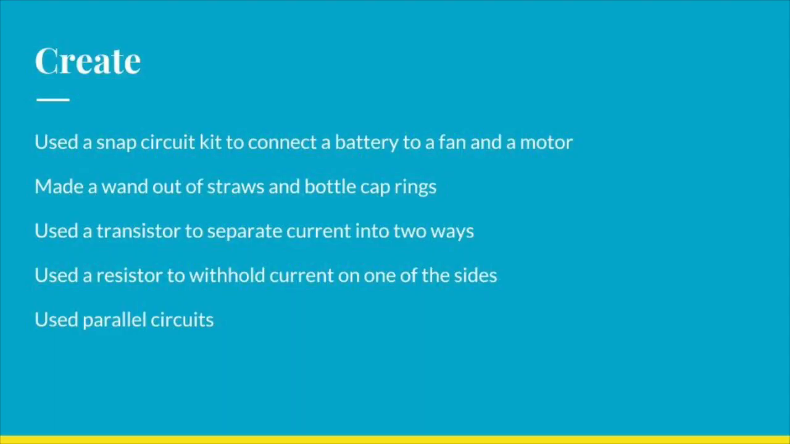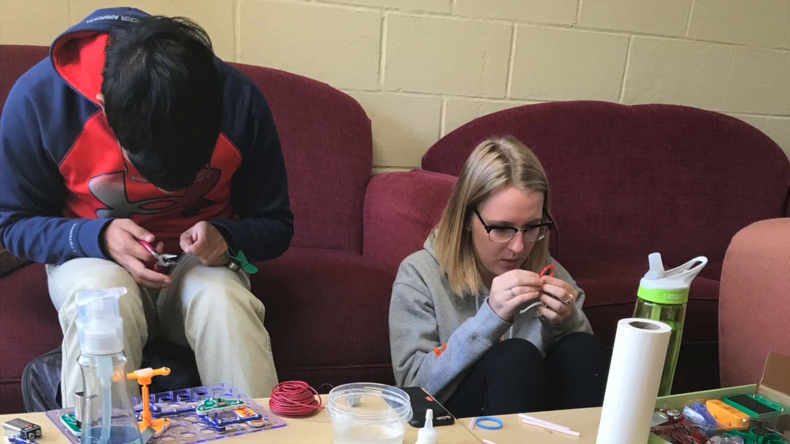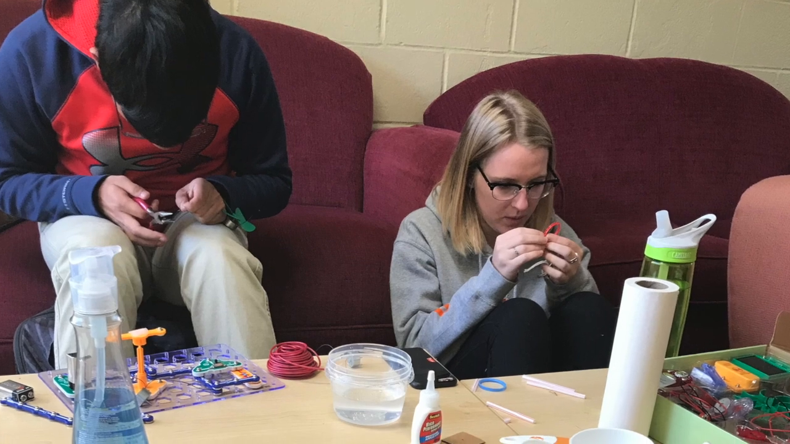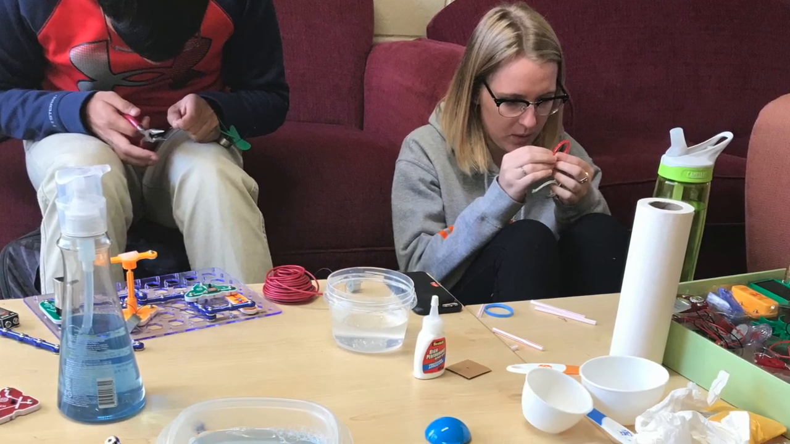The next step of the design process is create. We used a snap circuit kit to connect a battery to a fan and a motor. We also made a wand out of straws and bottle cap rings, and then connected that to a circle piece of cardboard, and we used tape to connect it all.